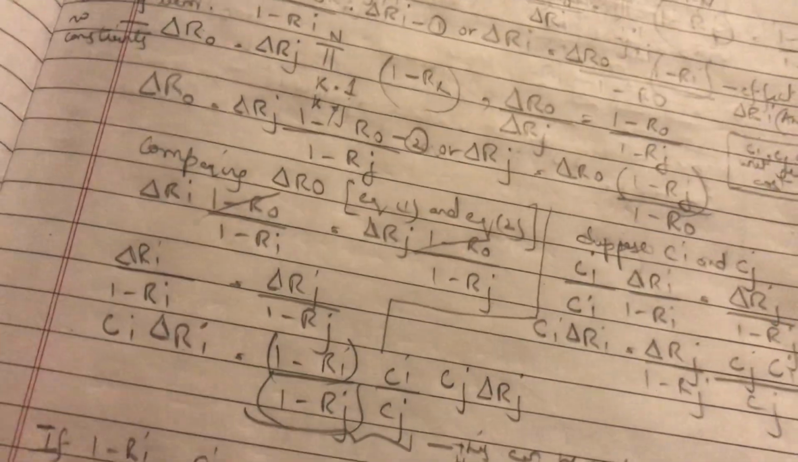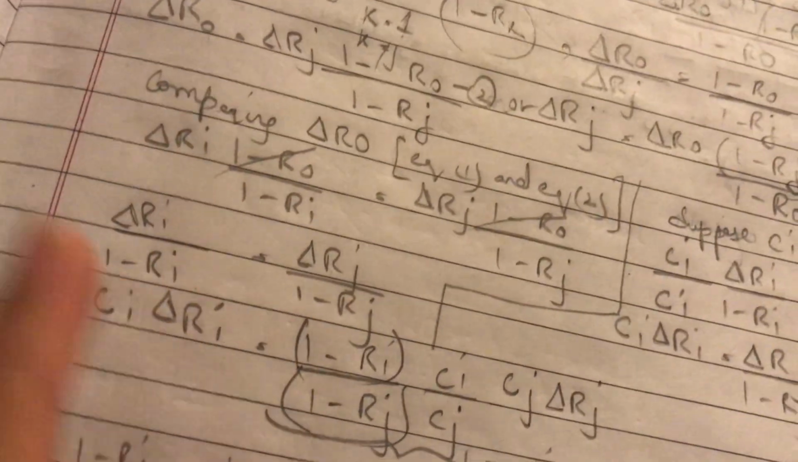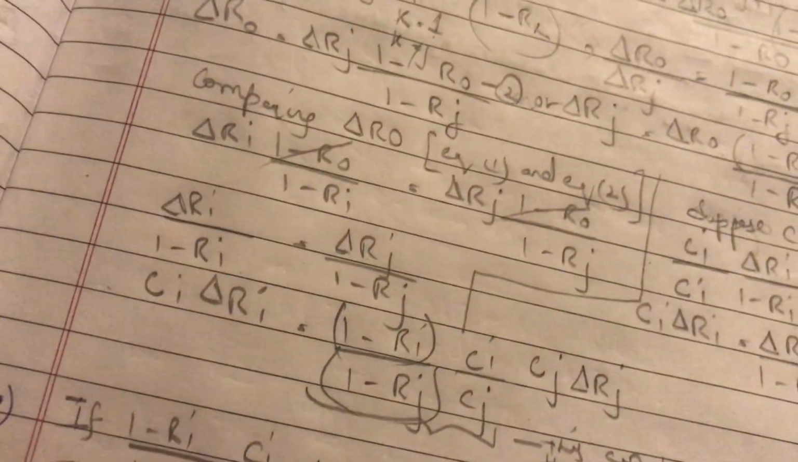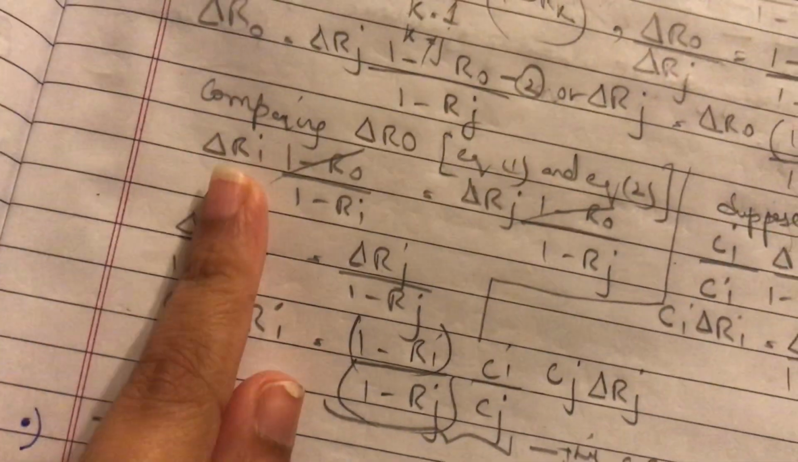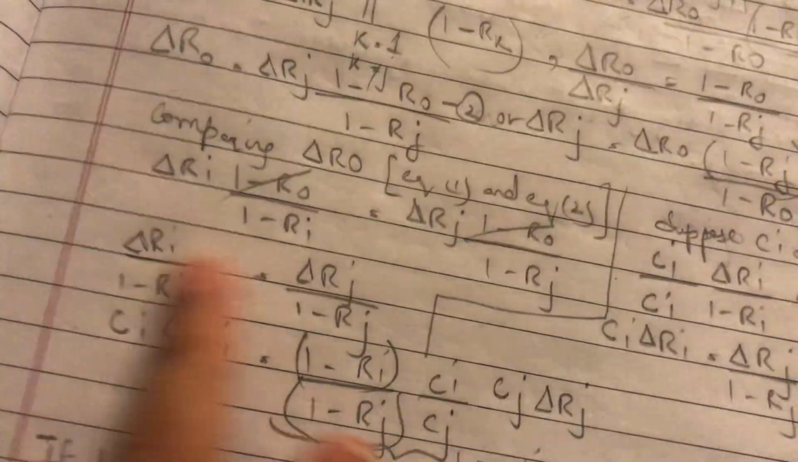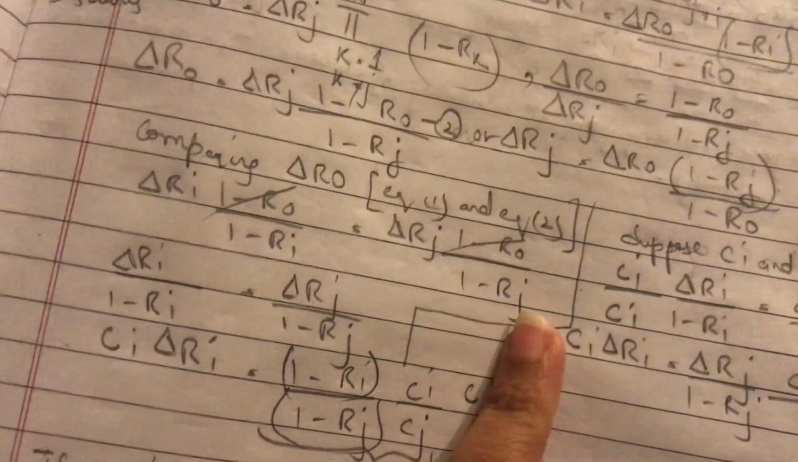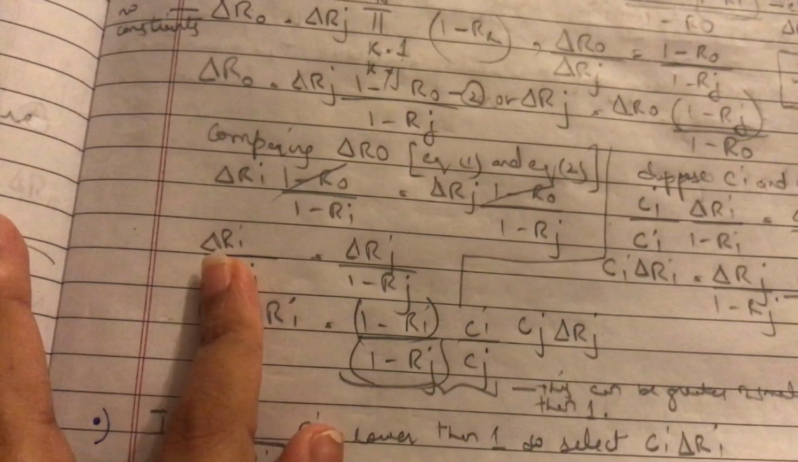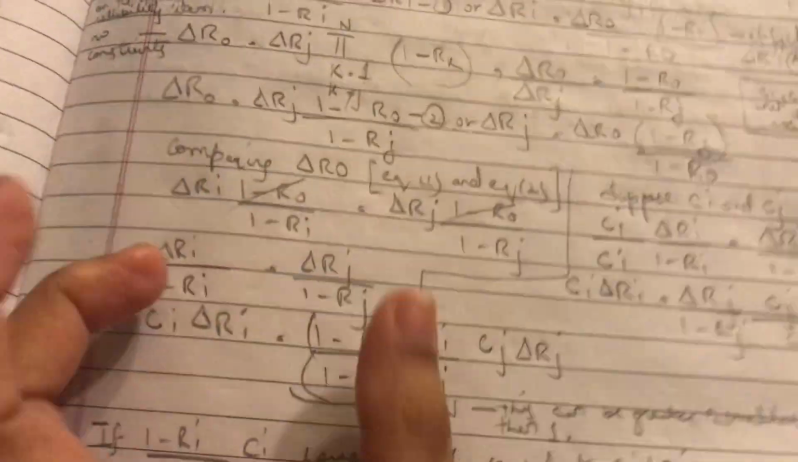Let's just do it really fast so that the time doesn't get too high. So this thing comes in the numerator and denominator, and the same as this. And now it stops here.